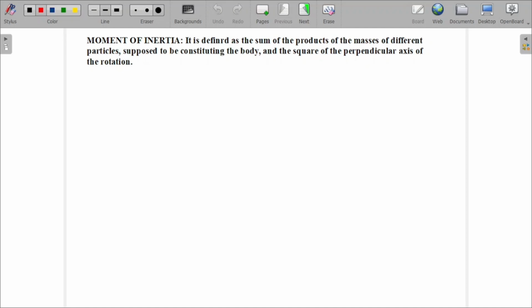Happy day students. Let's see another topic here: moment of inertia. So what is meant by moment of inertia? Generally, what is meant by inertia?